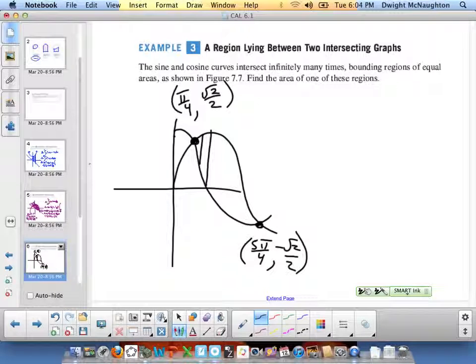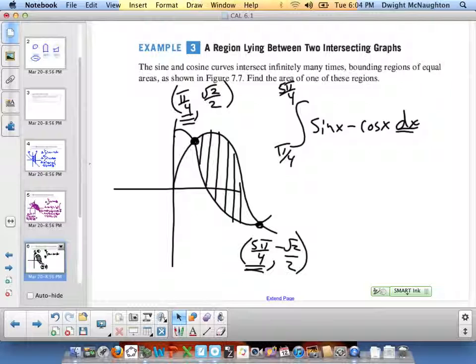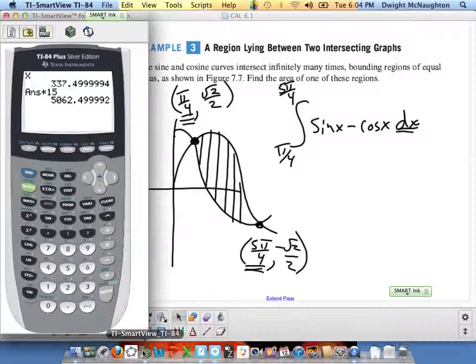Now in this region, our rectangles stack across the x-axis. We're going to be with respect to x. Our top function is the sine function. Our bottom function is the cosine function with respect to x. And since we're with respect to x, our limits need to be in terms of x. So we're going to throw our limits in as pi/4 to 5pi/4. So there's our setup. Let's use the calculator to do an integration.